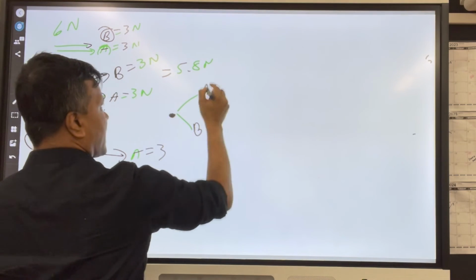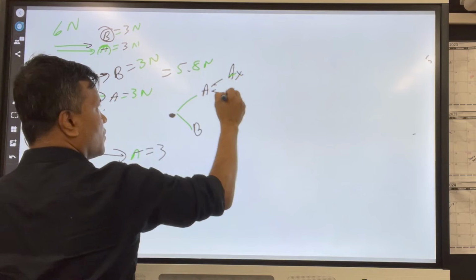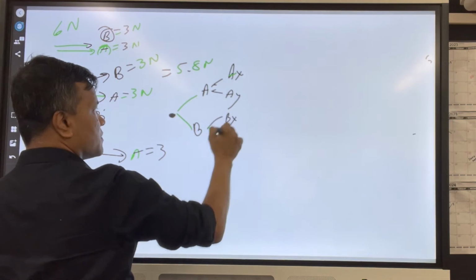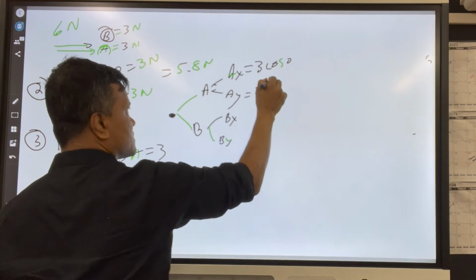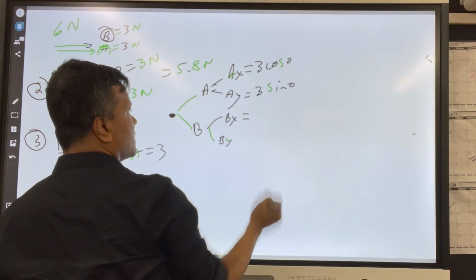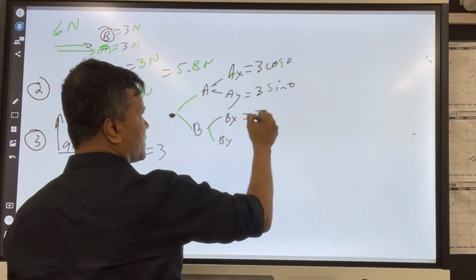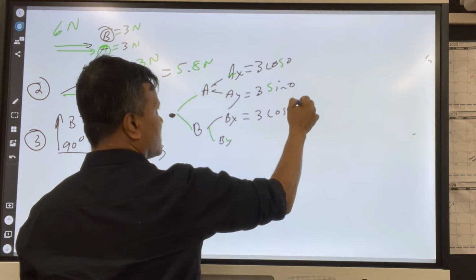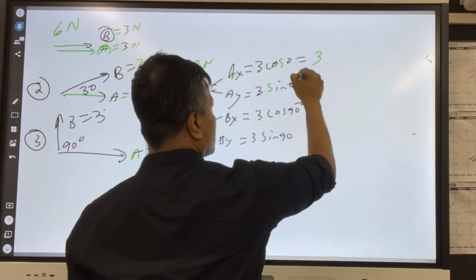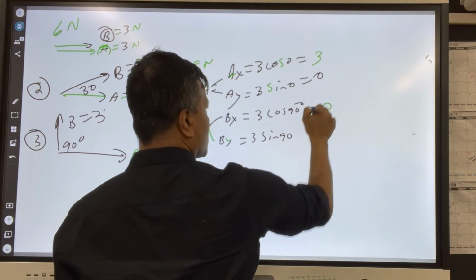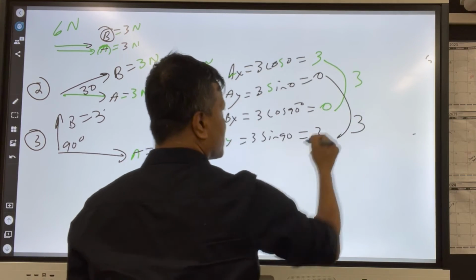I'm sorry, Ax, Bx, Ay, By, right? Ax is 3 cosine 0, Bx is 3 cosine 90, Ay is 3 sine 0, and By is 3 sine 90, right? So this is 3, this is 0, this is 0, this is 3. So this is 3, this is 3, right?